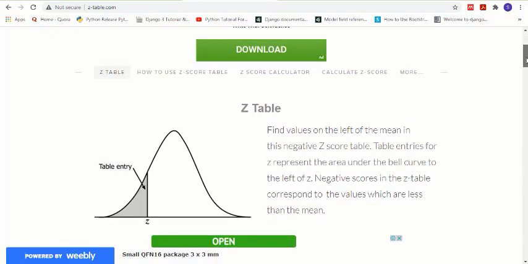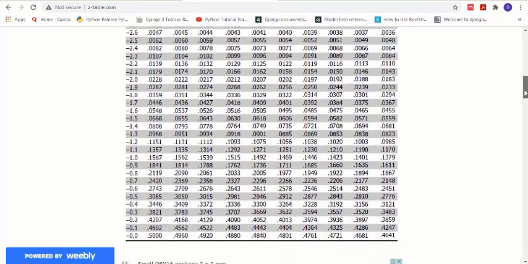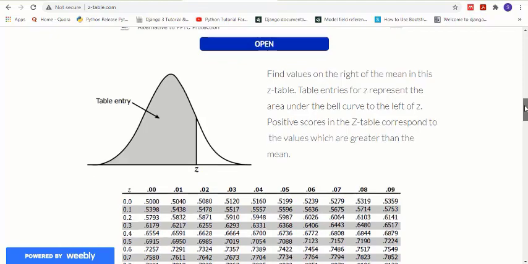We have the Z table with negative Z-score values, and we would like to use the positive. As you can see, the positive scores in the Z table correspond to values greater than the mean. Here is the Z, and these are the areas on the left side, the shaded part. That is why this is the table we will use.